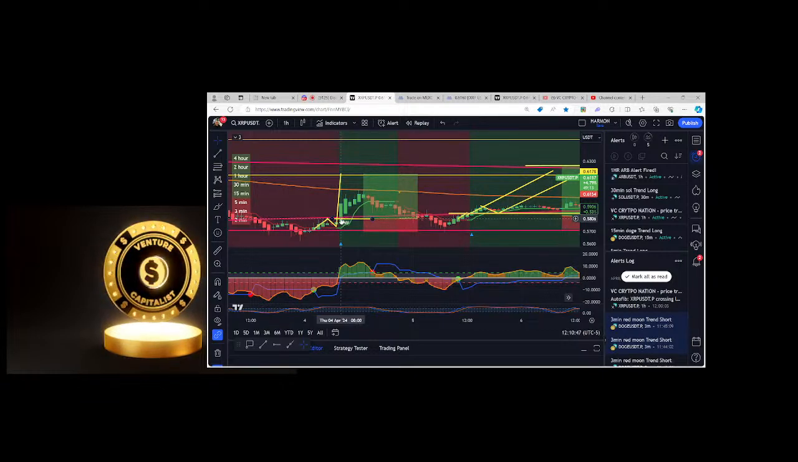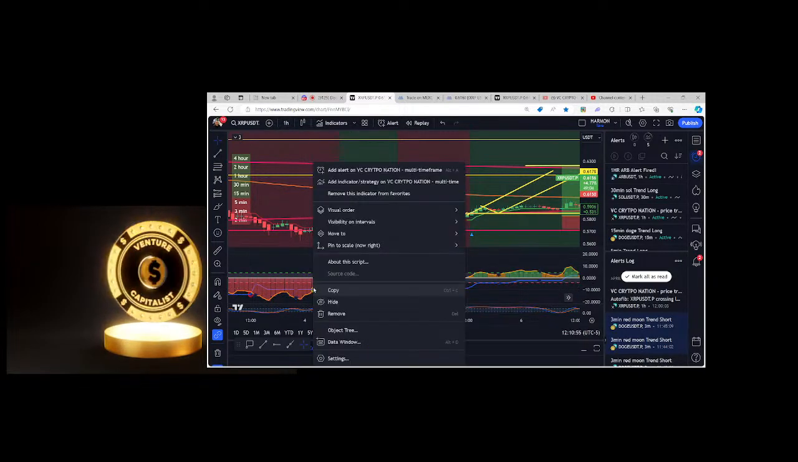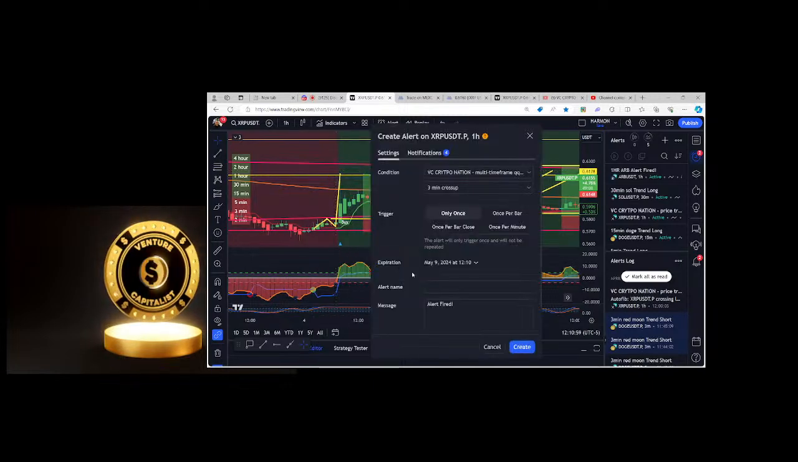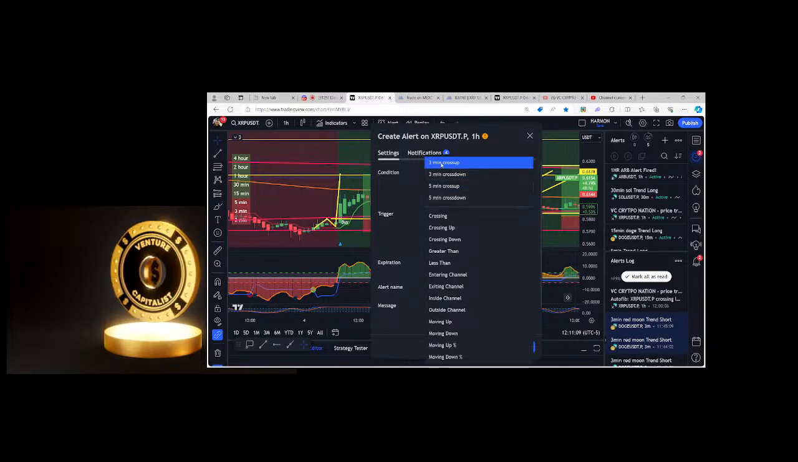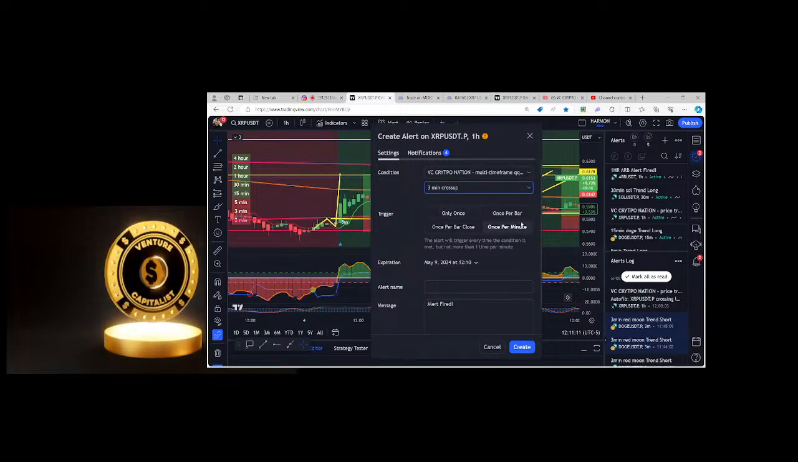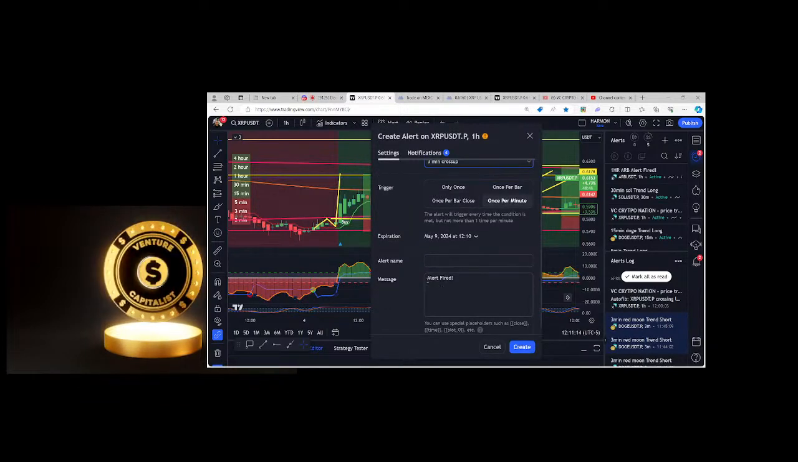So let's cover the basis of setting an alert on a 1 hour moon, which is simply going to your 1 hour time frame, sliding down to the 1 hour moon, right clicking, and adding an alert to the VC Crypto Nation. We're going to go where the moon crosses up, once per minute, and then slide down. If you don't know how to do the cross up, you just do the 3 minute cross up, once per minute, and it says alert fired.